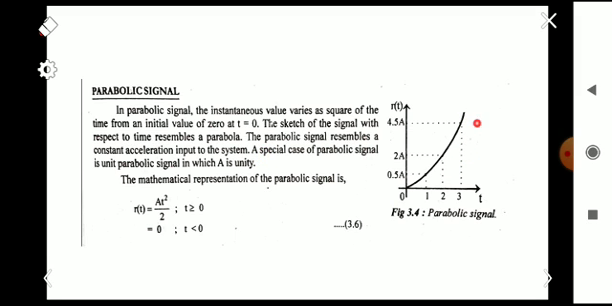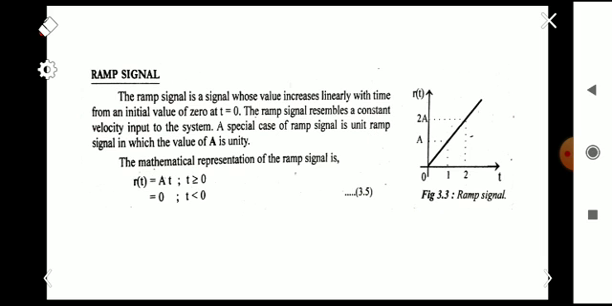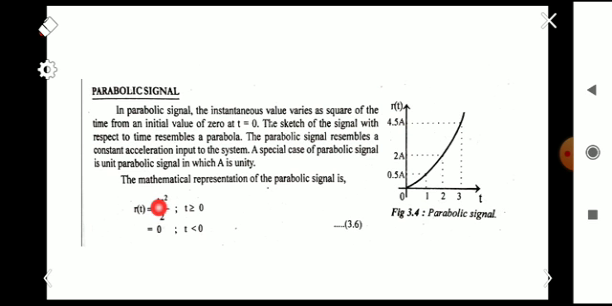A special case of this parabolic signal is when this a becomes 1. Normally the mathematical representation of the parabolic signal is r of t equal to at square by 2 for t greater than or equal to 0, and 0 for t less than 0. In the previous ramp it was at, so here it is at square by 2.